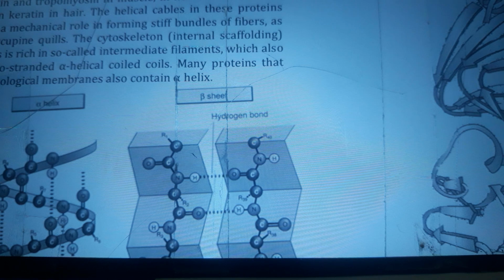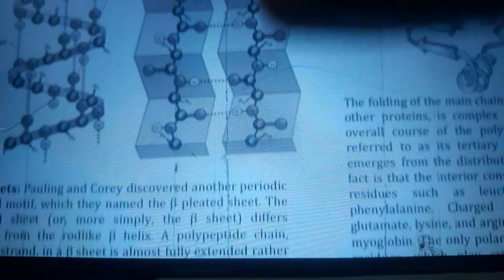The helical cables in these proteins serve a mechanical role in forming stiff bundles of fibers as in porcupine quills. The cytoskeleton and internal scaffolding of cells is also rich in so-called intermediate filaments, which also are 2-stranded alpha helical coils. Many proteins that span biological membranes also contain alpha helices.